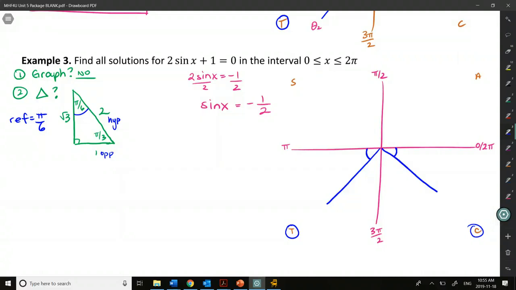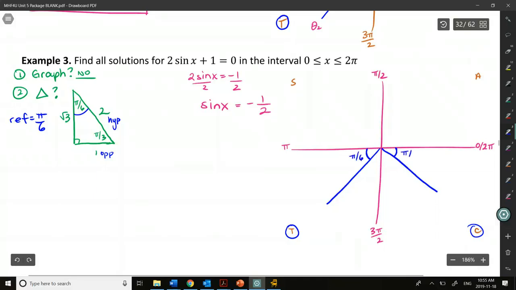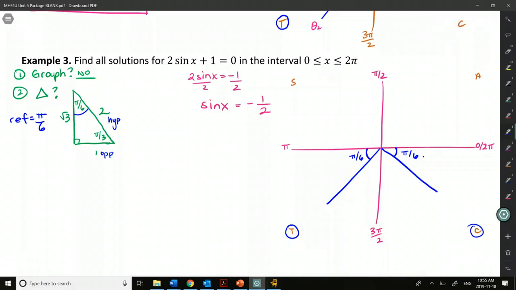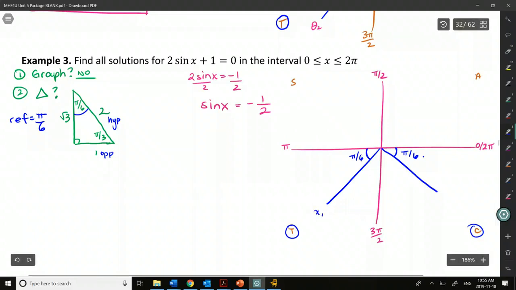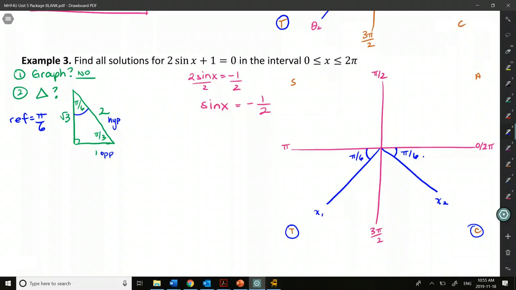Now this is not a possible angle. Why is pi over 6 not a possible answer for this? The sine of pi over 6 is positive 1 over 2, yes. So that's actually just telling us this little slice inside here. It's telling us pi over 6 is the reference angle. But we need to figure out x1 and x2 in the correct quadrants that will give us negative 1 over 2 for sine.